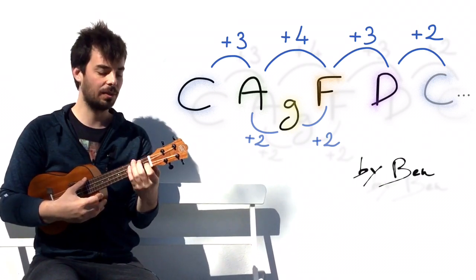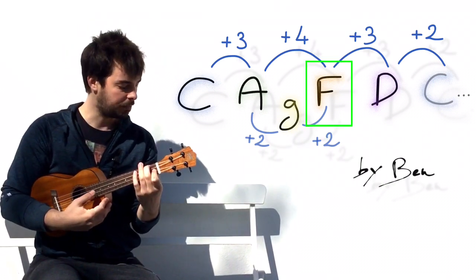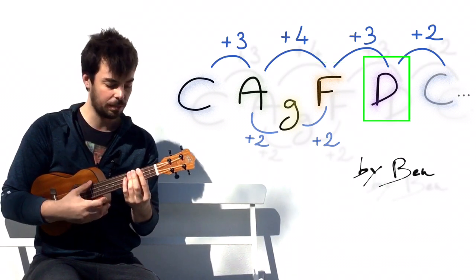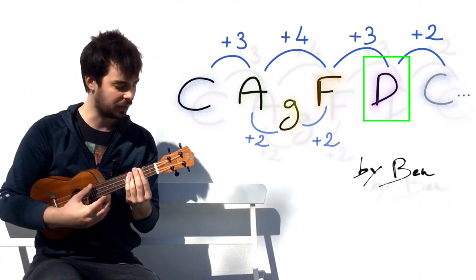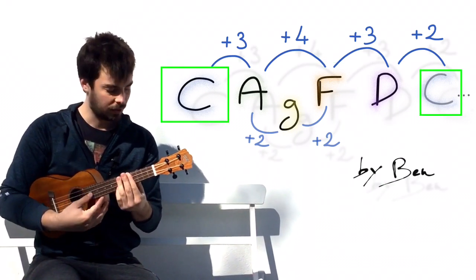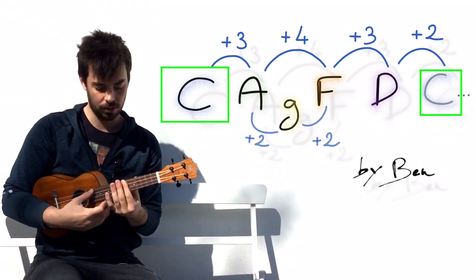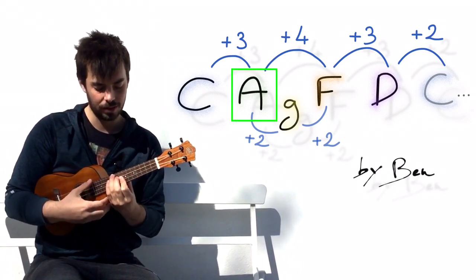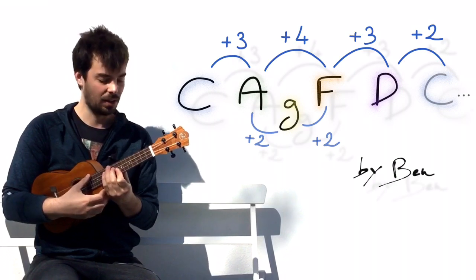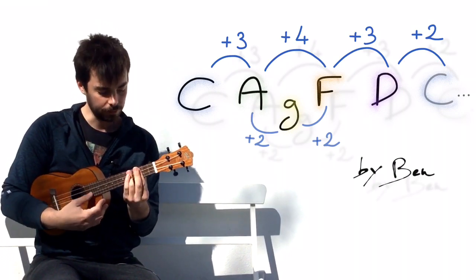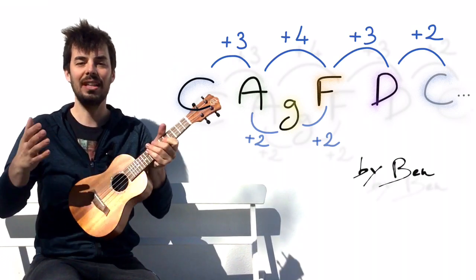Let's try that again slowly. F plus 3, 1, 2, 3, D shape, still the same chord. Plus 2, C, plus 3, A shape. And if we go down, it's up. And that's all an F chord.